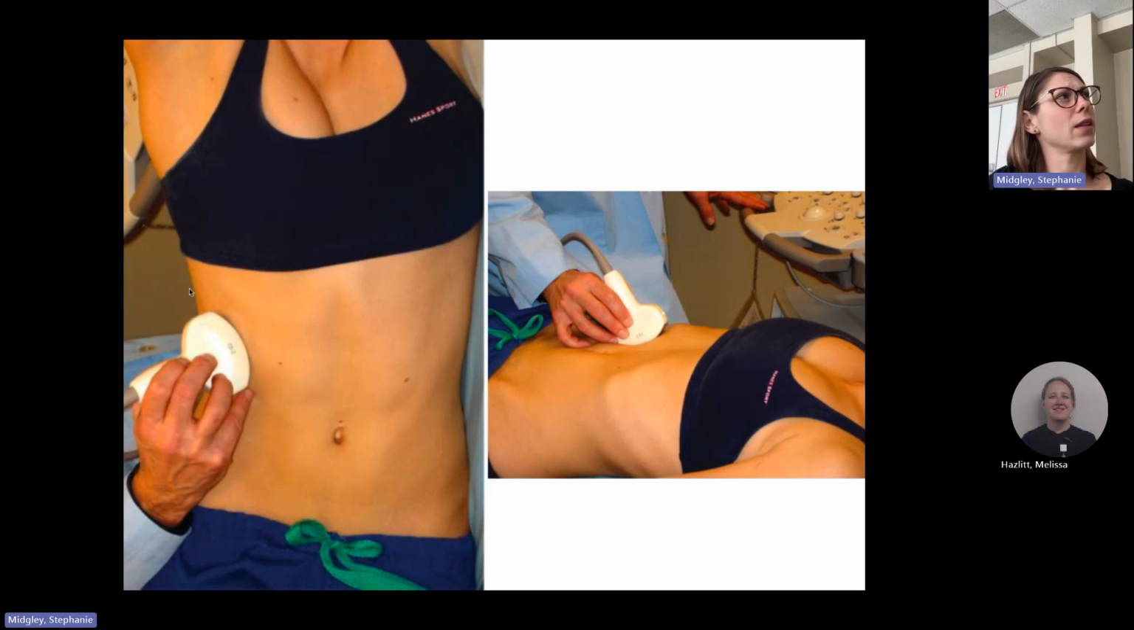I really like this approach. I know Joey does this approach. The other one I like is supracostal, so you're on the ribs looking down. I find with this one I get a lot of bowel gas in the way.